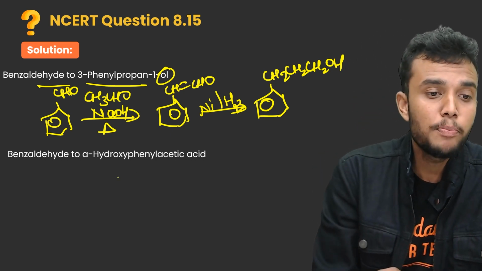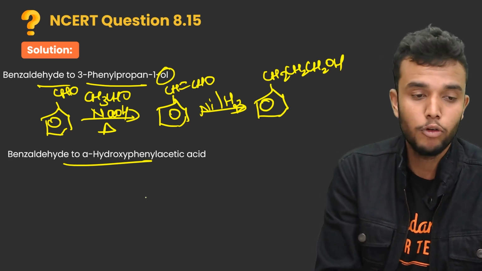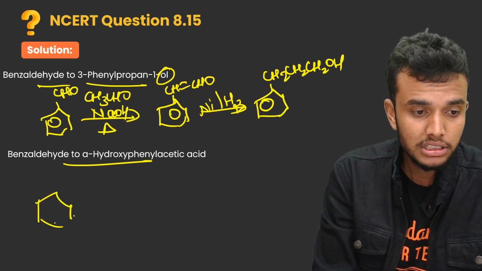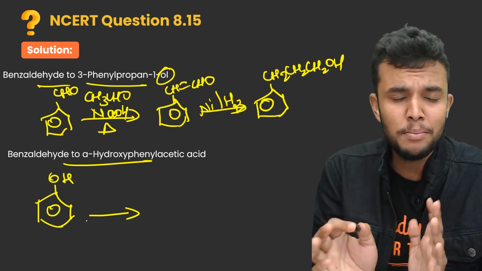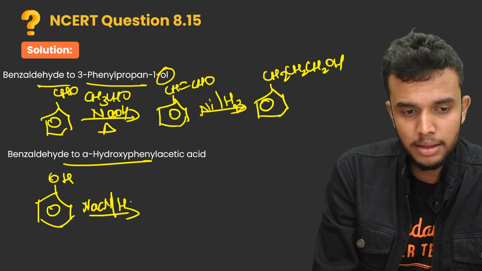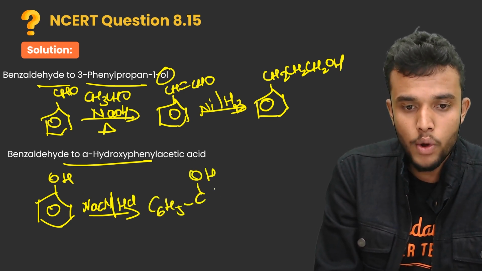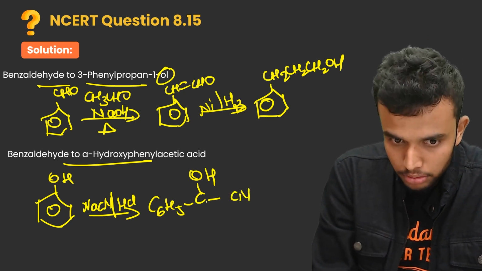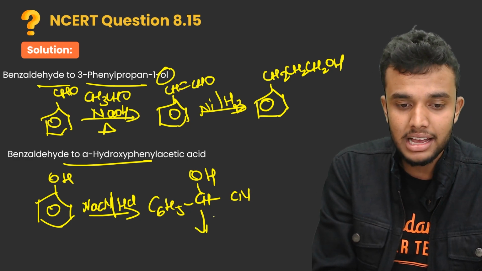The next one is benzaldehyde to alpha-hydroxyphenylacetic acid. What is the structure of benzaldehyde? This is the structure of benzaldehyde. First step is simple. It undergoes reaction in the presence of NaCN and HCl to yield the CHOH and CN compound. Understood? Next step is very easy.